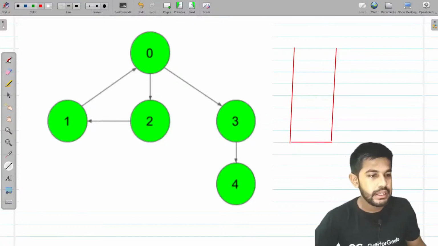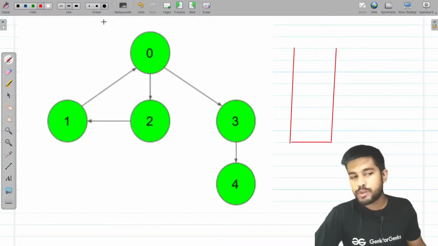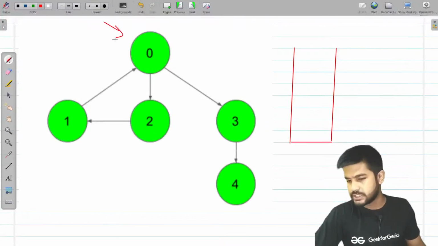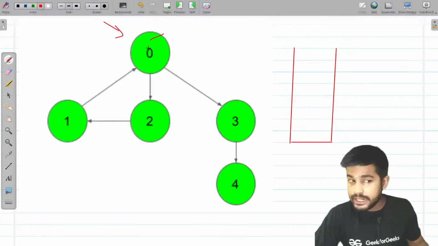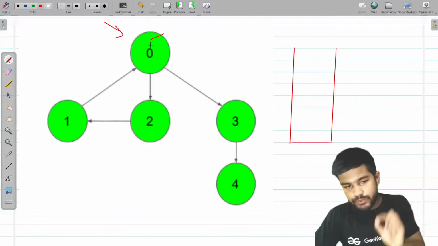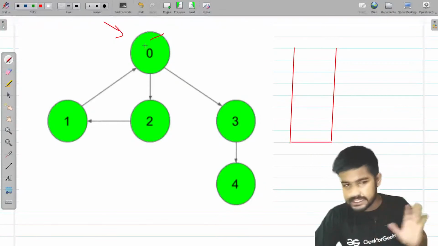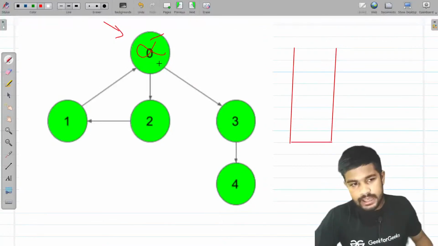Good to go. Then what we would be doing is starting from zero itself. We would go to zero, mark it visited, and then we would move to its neighbors. That is what DFS tells us. So this is marked, this is done, and then we would move to its neighbors.